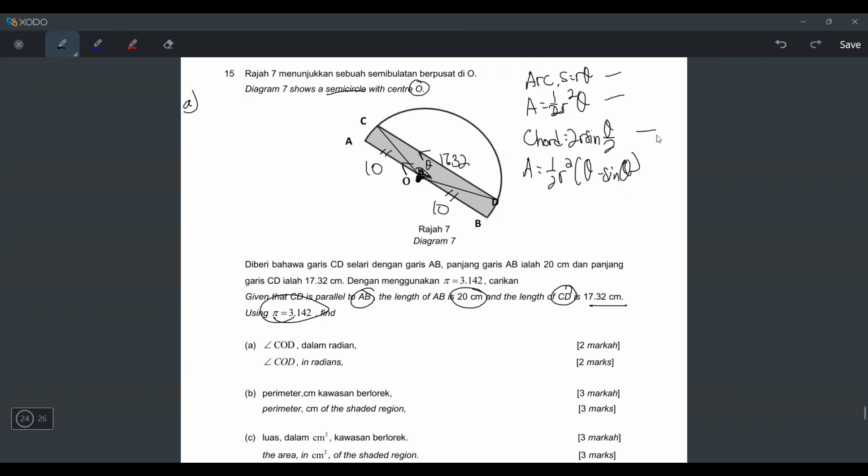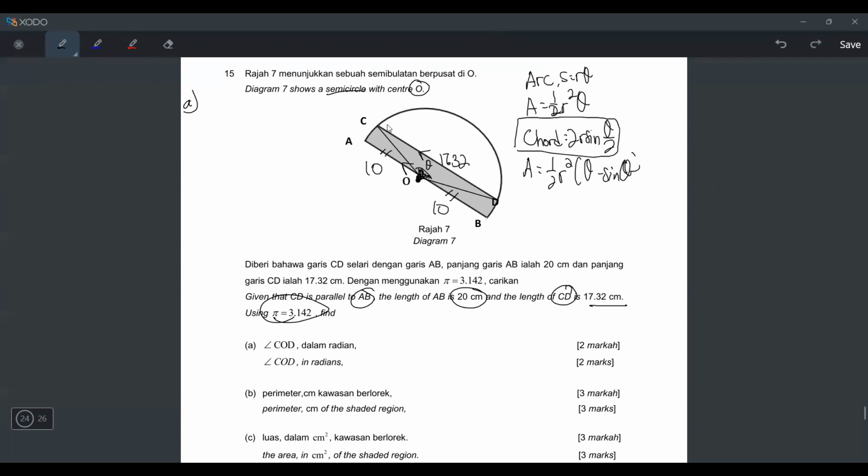But what if all these four formulas cannot work? If these four formulas cannot work, then you use right angle triangle. Right angle triangle. And it means you will use the Pythagoras theorem or trigonometry, SOH CAH TOA. Okay, but for this question, I think I can use this formula.